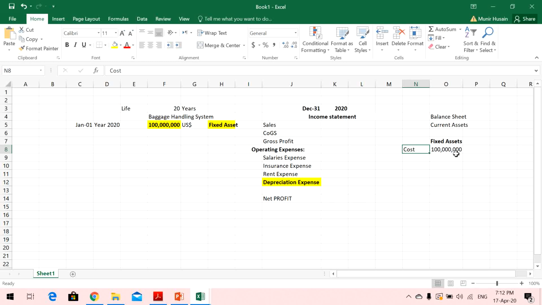But when was this cost incurred? On January 1. Now we are on December 31, 2020, now the end of a year. Now at the end of the year, what happened?